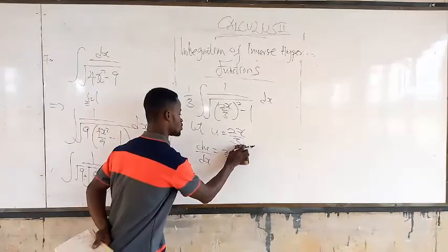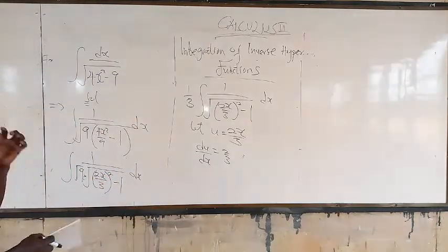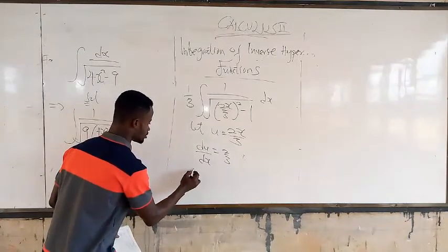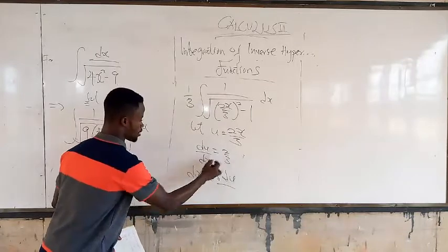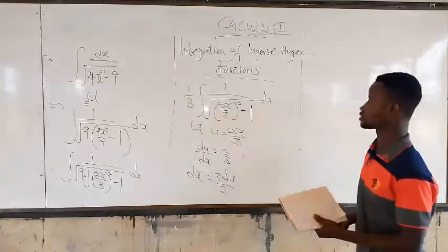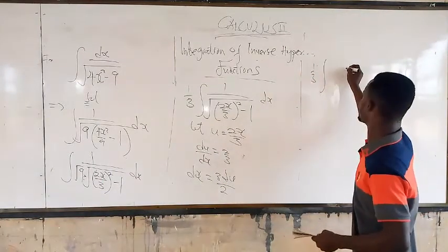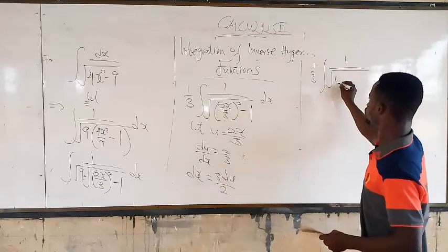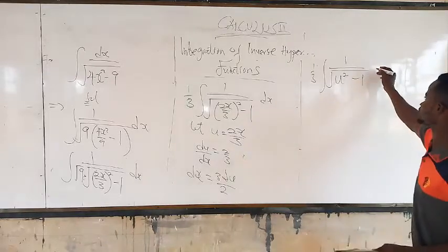We have divided it already. So from here you make dx the subject, and we are going to get dx to be equal to 3 du over 2. Alright. Now, by substitution, we get 1 over the integral of u squared minus 1. Beautiful. We are getting something interesting.